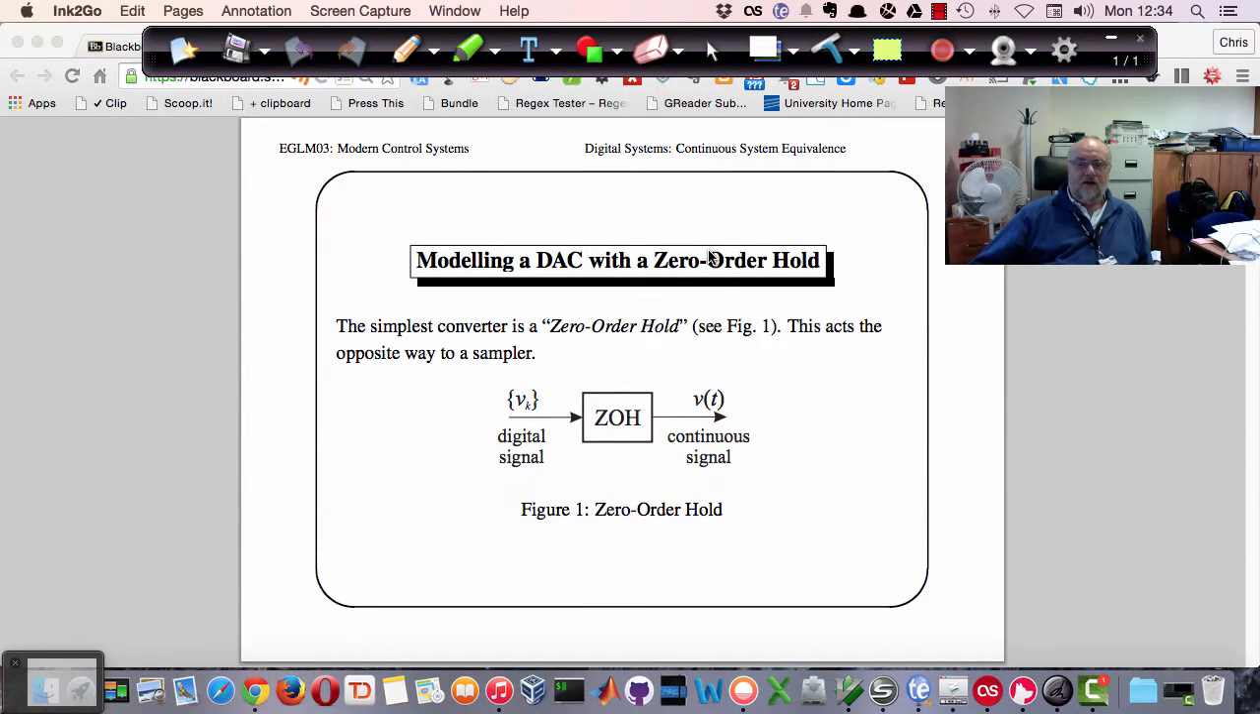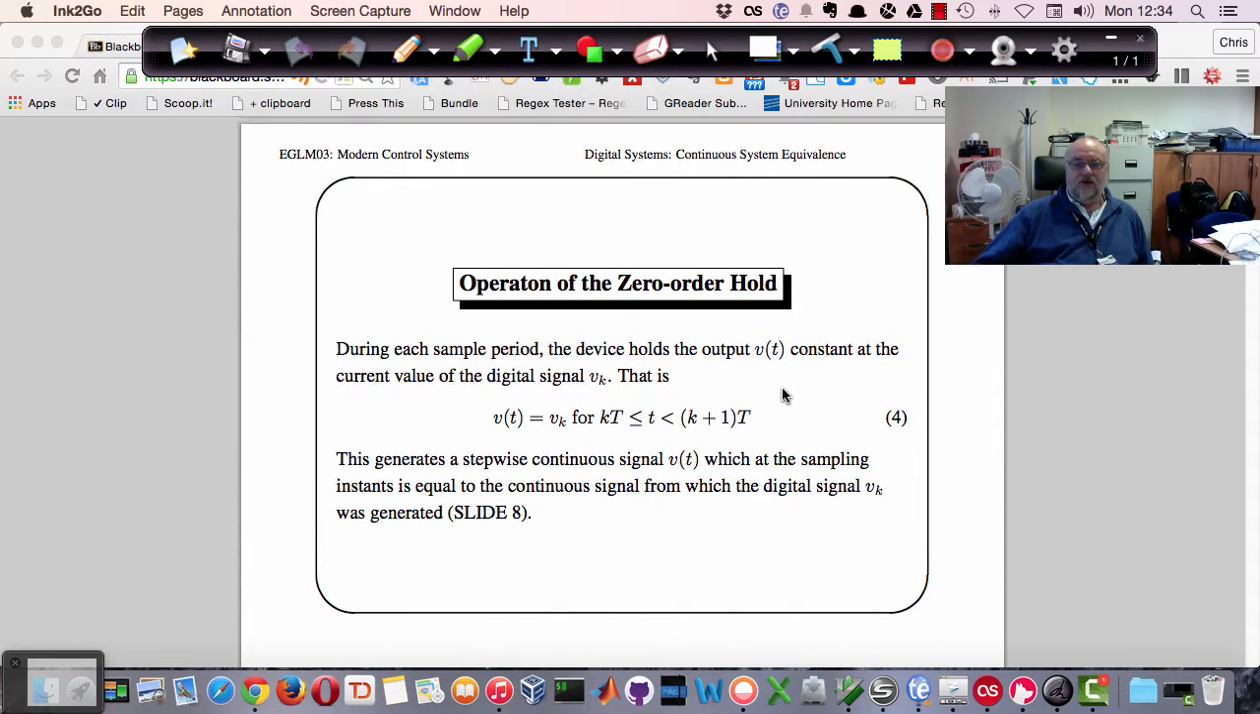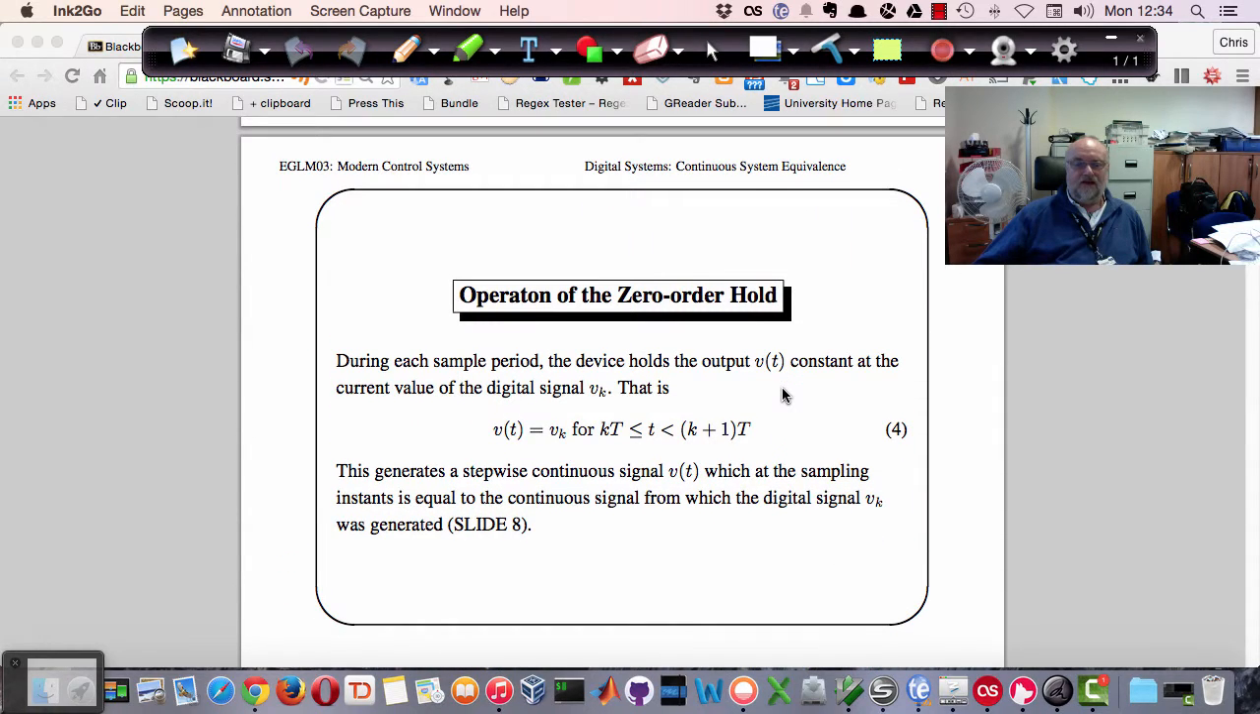So let's look at some methods then of getting that continuous equivalent. The first one we want to do is what's called zero-order hold equivalent. So basically we take our initial signal v of k, we pass it through a transfer function, and we get the continuous function v of t. We do this by essentially holding the value of v of t, what it was at the kth instance, for the period of the operation.